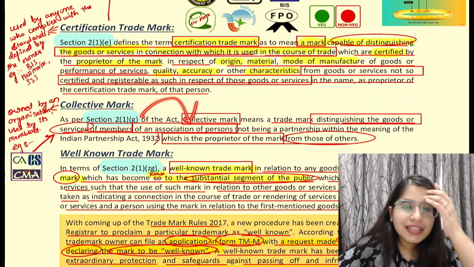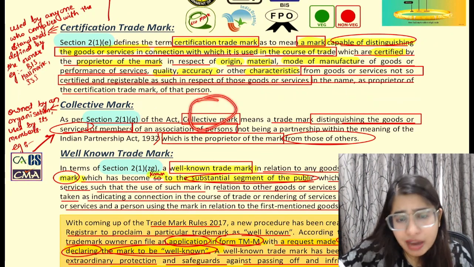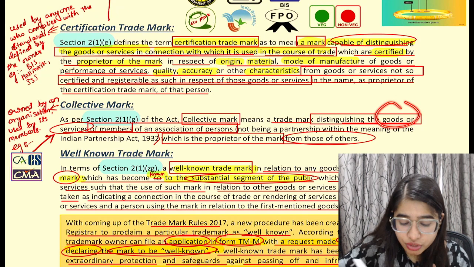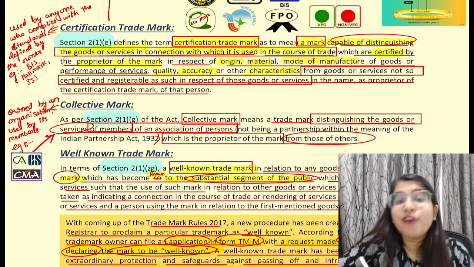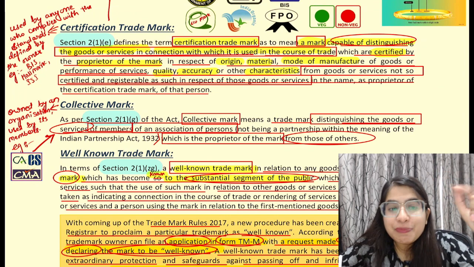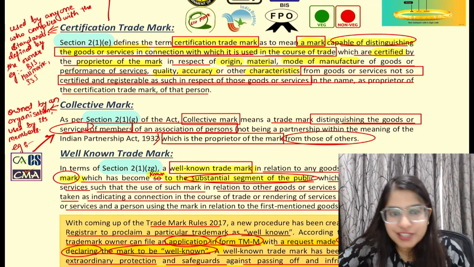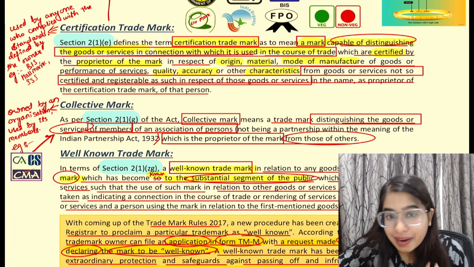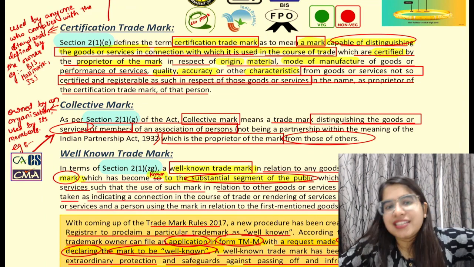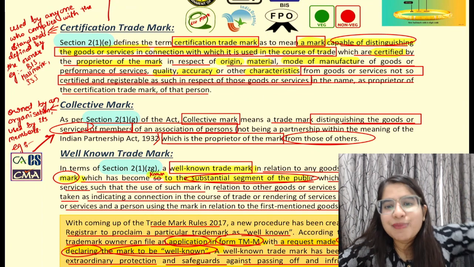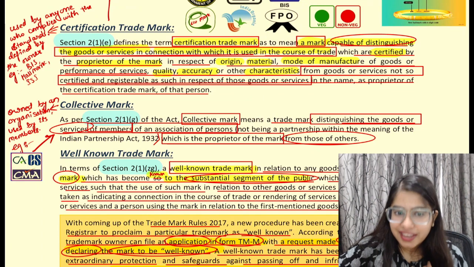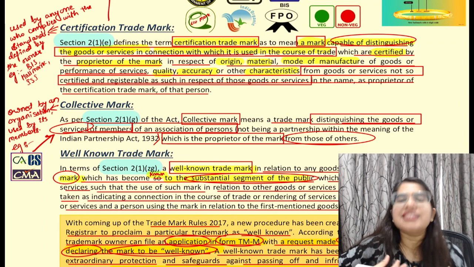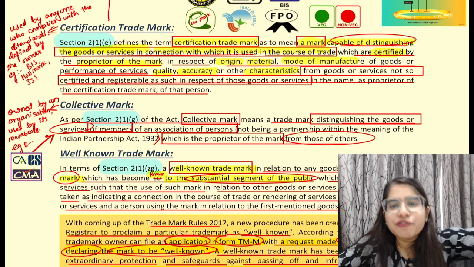Collective mark means a trademark which distinguishes goods and services of the members of an AOP. This mark is not of an individual person. CS is not my trademark. I have not registered the CS trademark in my name. But this is the trademark of ICSI, which is an association of persons, a body. I am a member of that association of persons, and I can use it to distinguish that yes, I am different. I am a CS, different from a normal individual.